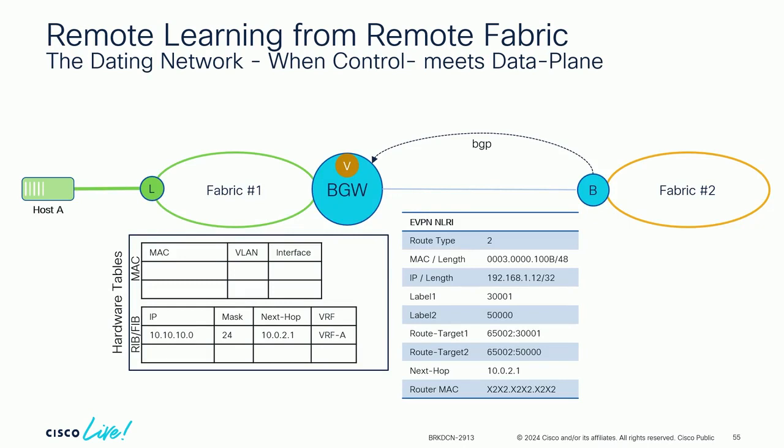There's a different route type in EVPN. Route type 2, the MAC IP route. MAC mandatory, IP optional. Can it be MAC only? Yes, absolutely, it can be MAC only. Is it always MAC IP?